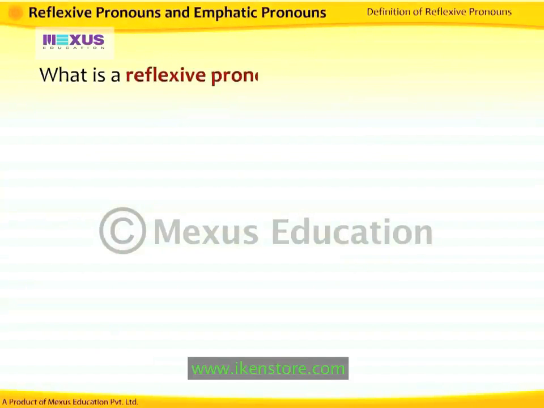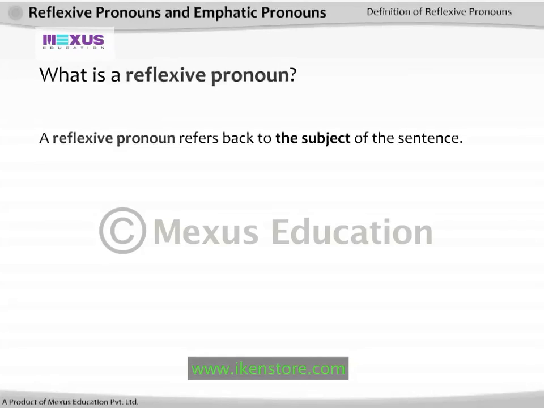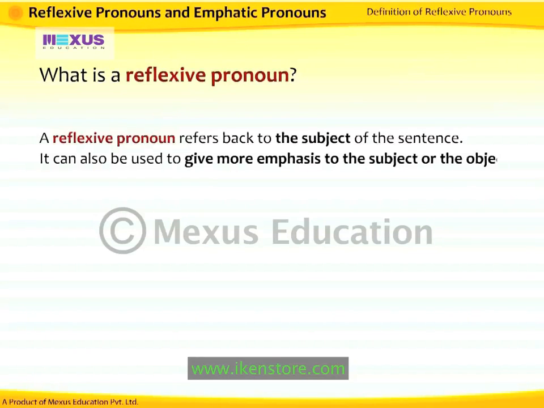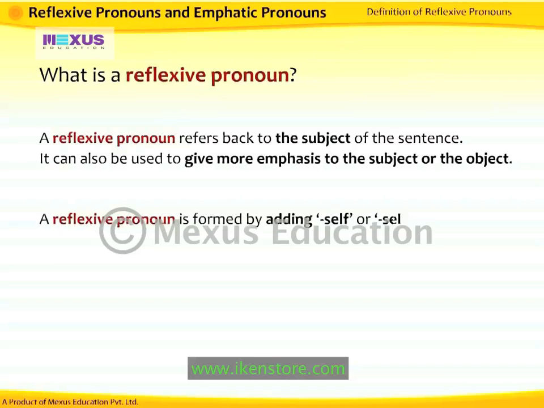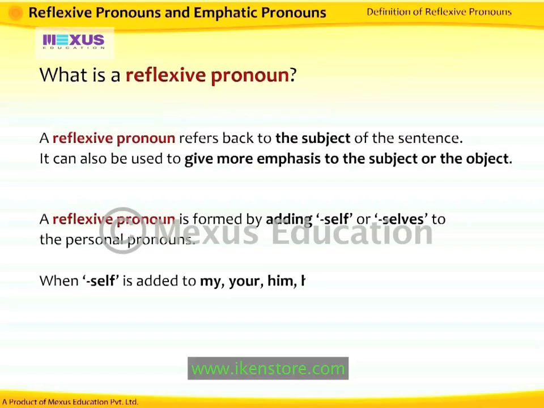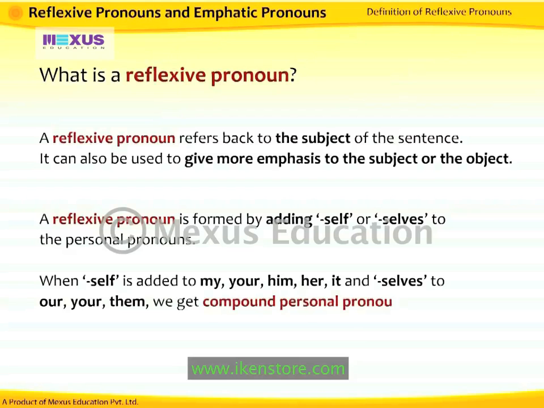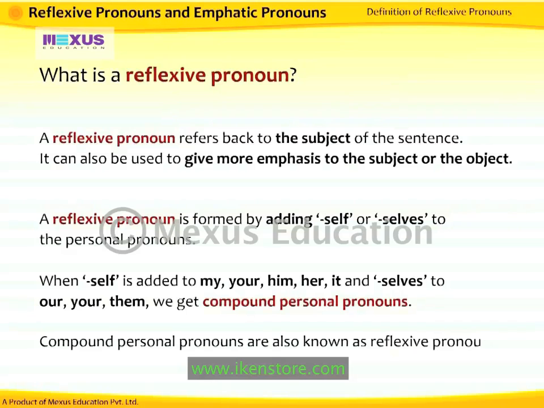What is a reflexive pronoun? A reflexive pronoun refers back to the subject of the sentence. It can also be used to give more emphasis to the subject or the object. A reflexive pronoun is formed by adding self or selves to the personal pronouns. When self is added to pronouns my, your, him, her, it, and selves to pronouns our, your, them, we get compound personal pronouns. Compound personal pronouns are also known as reflexive pronouns.